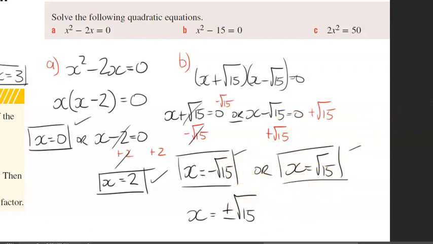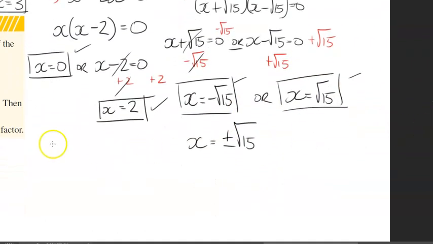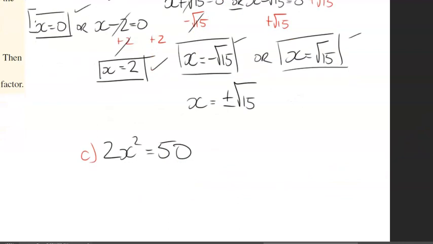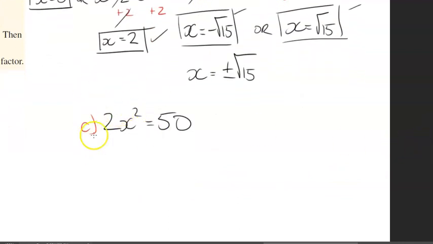The last example here, 2x squared is equal to 50. I'm just going to write it on the bottom here. 2x squared is equal to 50. Right now I'm in a scenario where I know there's a common factor between every single term, and this is 2. So what I'm going to do is divide both sides by 2, and you'll see why I'm going to do this. These two cancel out. Whatever I do to the left hand side, I do to the right. x squared is equal to 25.